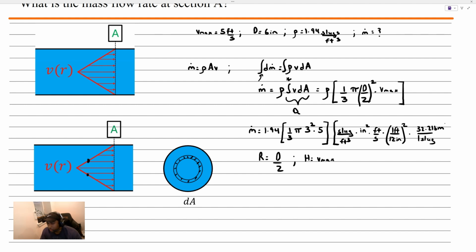I always remember the 32.2, that's the gravitational constant in English units. But what you might forget is which one is heavier. Just try to remember that a slug is really heavy. It's actually like 32.2 pound mass. So it's a good way to remember it: a slug is really heavy compared to a pound mass. Okay, so the slugs end up canceling out. All the feet cancel out. All the inches cancel out, and we end up with pounds per second, which is exactly what we want.